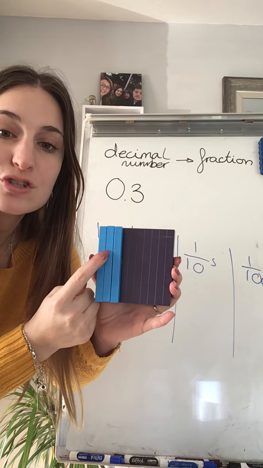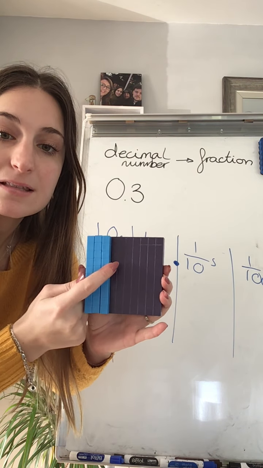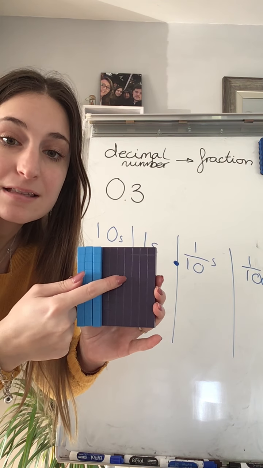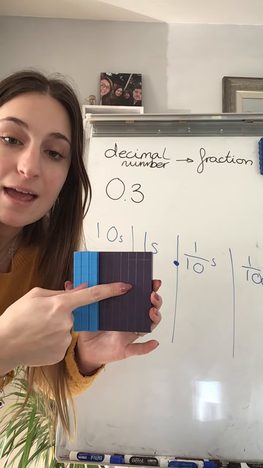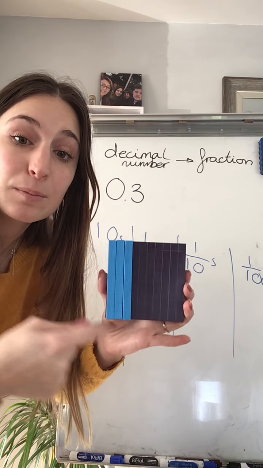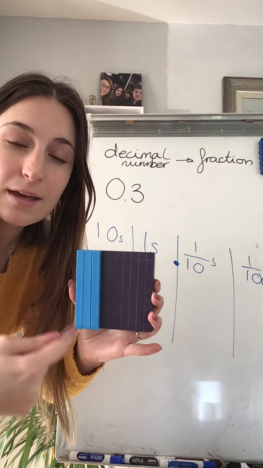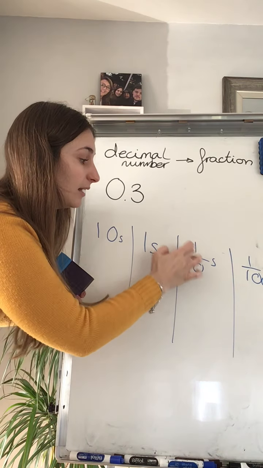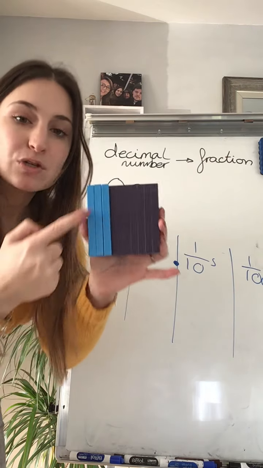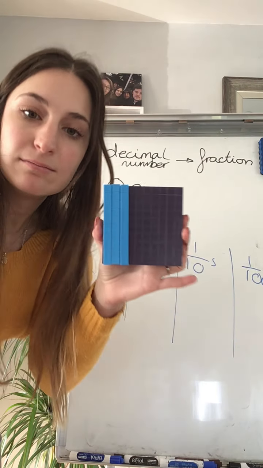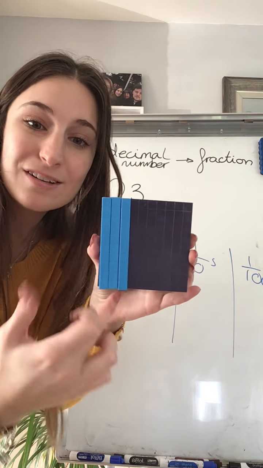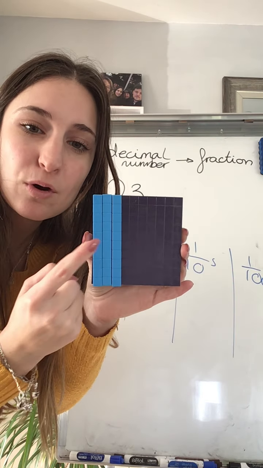1 tenth, 2 tenths, 3 tenths, 4 tenths, 5 tenths, 6 tenths, 7 tenths, 8 tenths, 9 tenths, 10 tenths, that makes 1, okay? So you know that if you have 10 tenths, that's 1 whole. So that will be 1. So I have 0.3, and it looks like this. You have not got 1, you have a smaller amount, and you have 0.3.